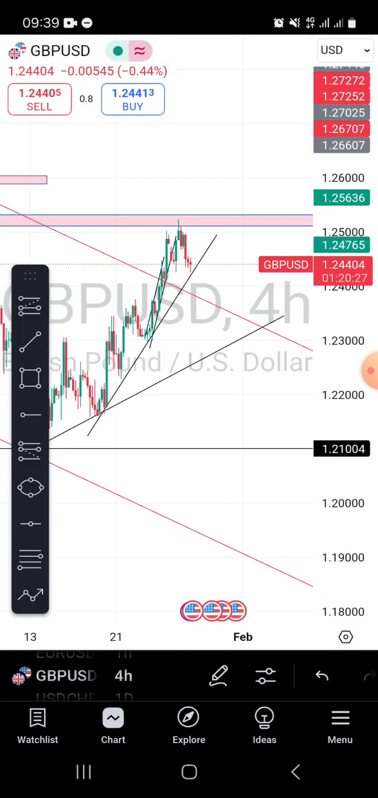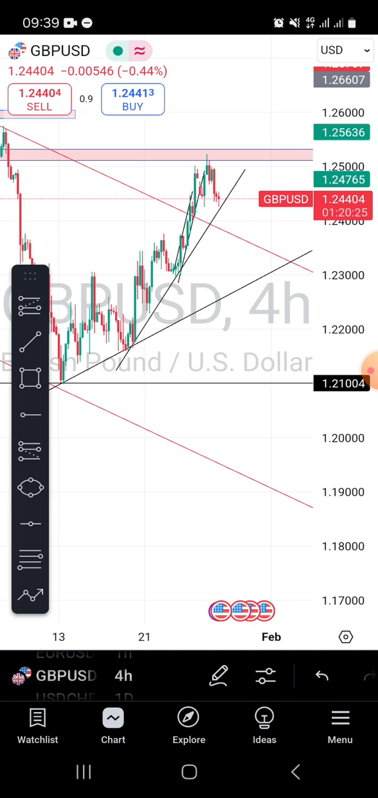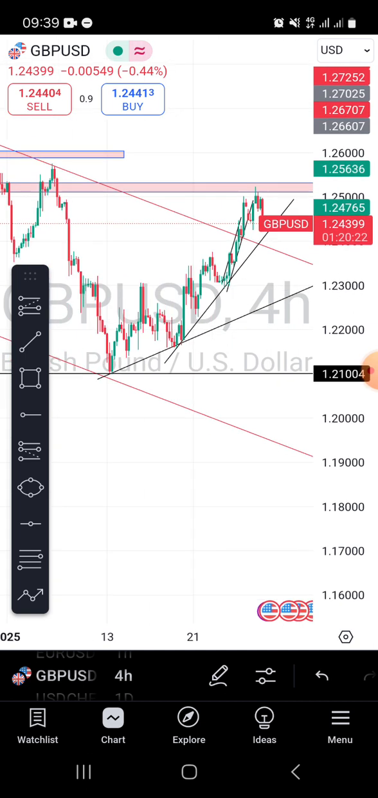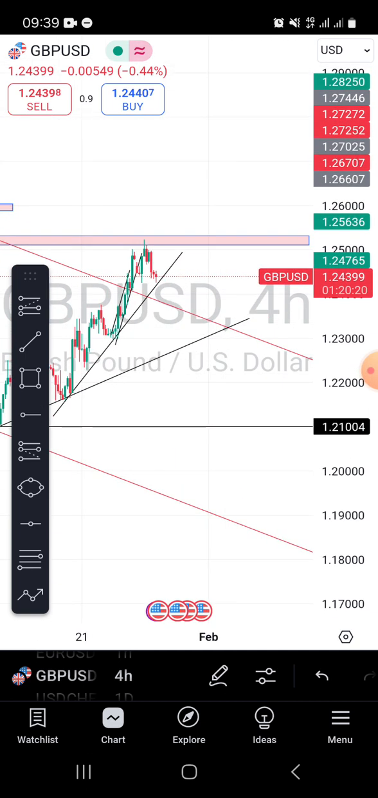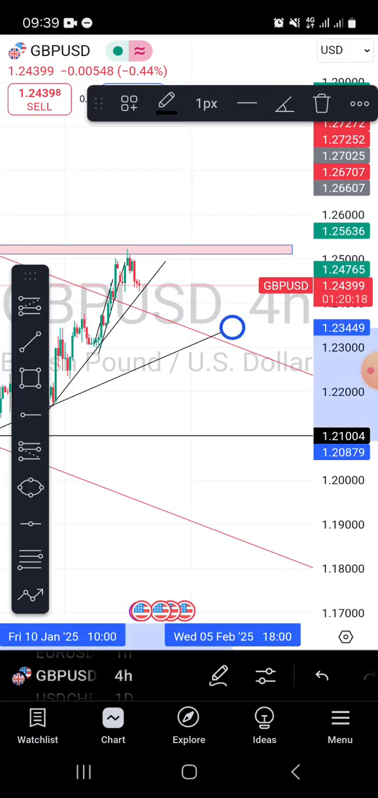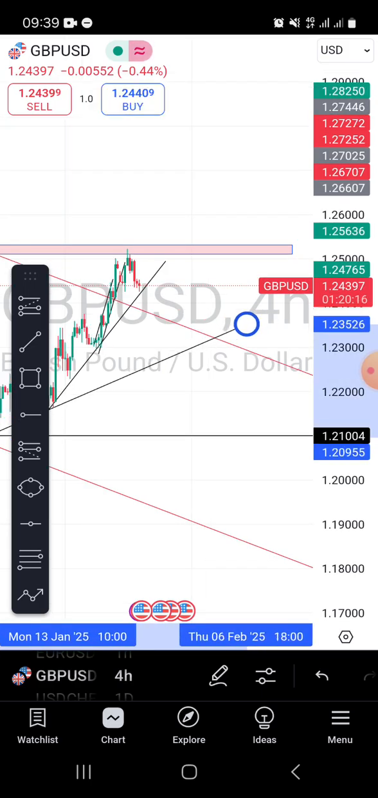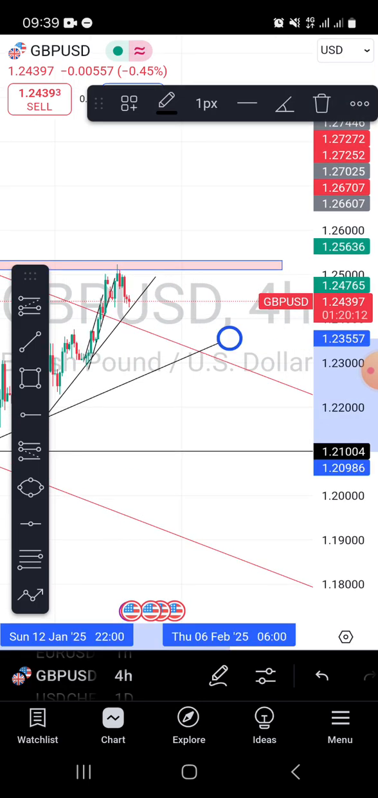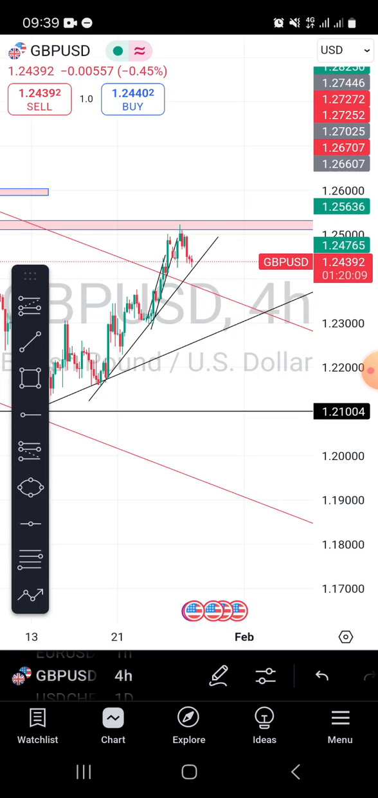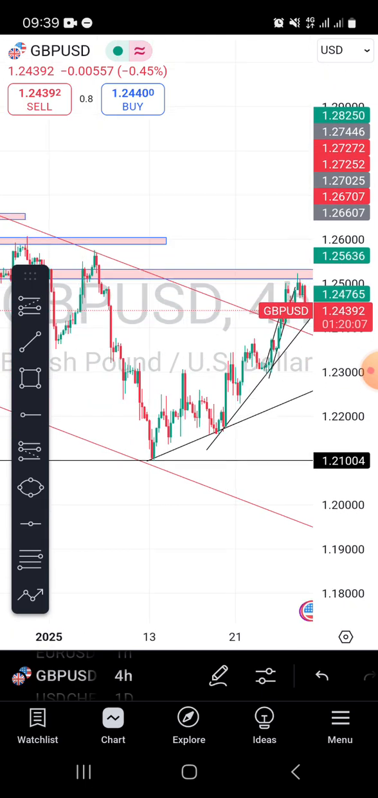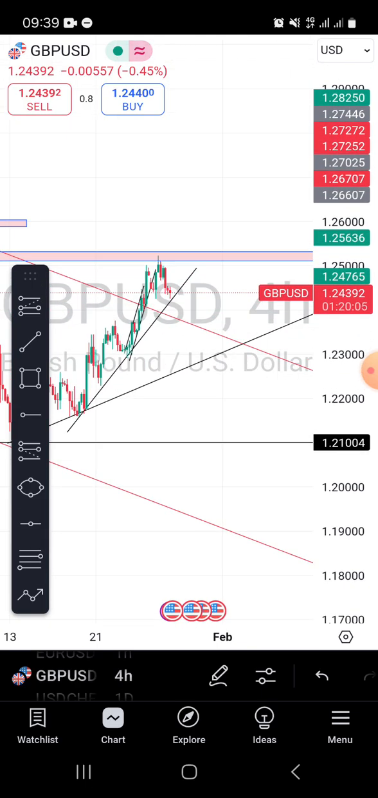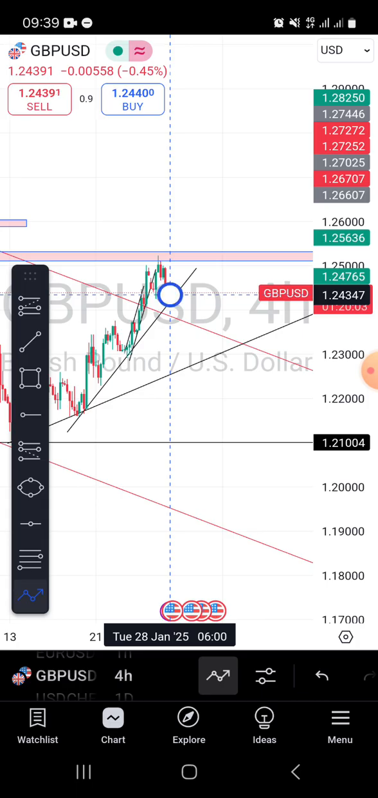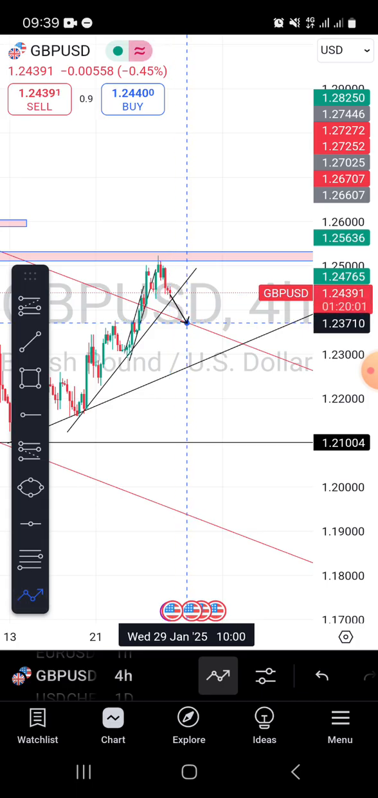GBP/USD, well, this is a bit complicated because it is far from this downtrend line. Anything is possible in the market. This uptrend line, rather, anything is possible in the market. Market might sell up to that level before going up. However, it might just stop at a retest on this downtrend line.